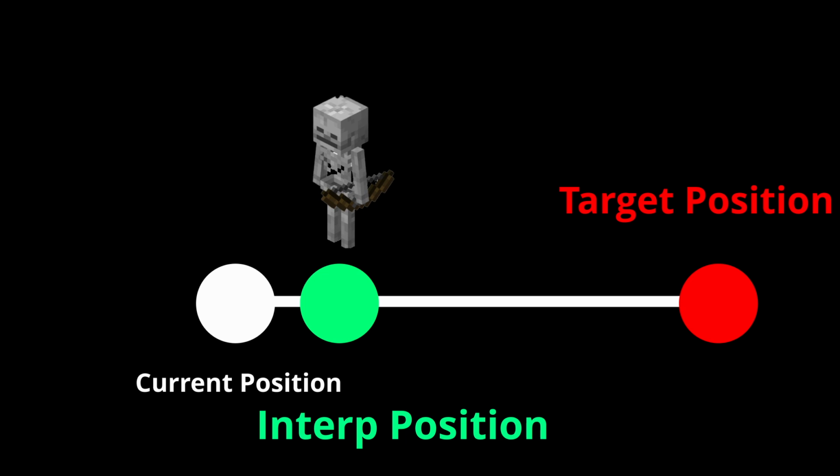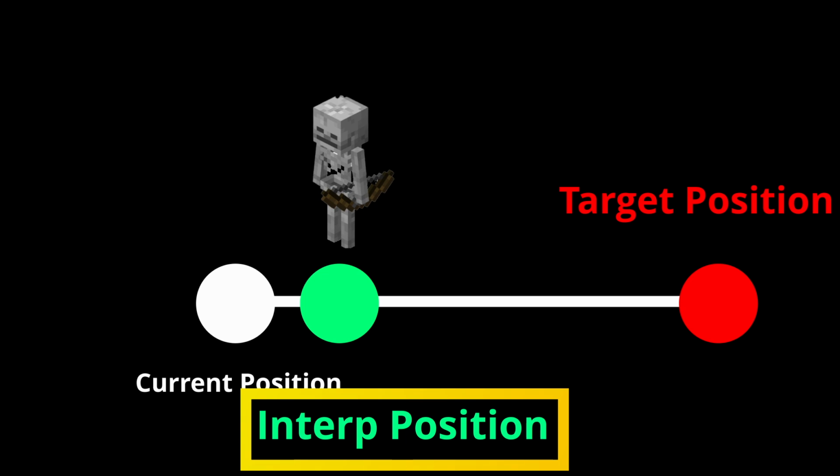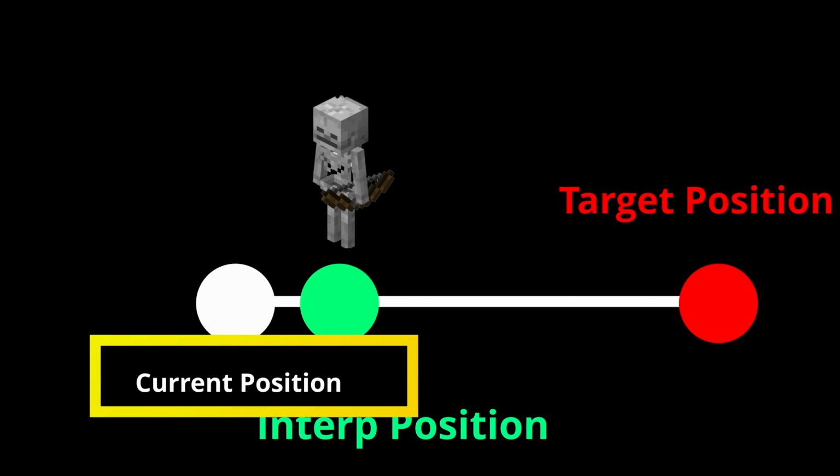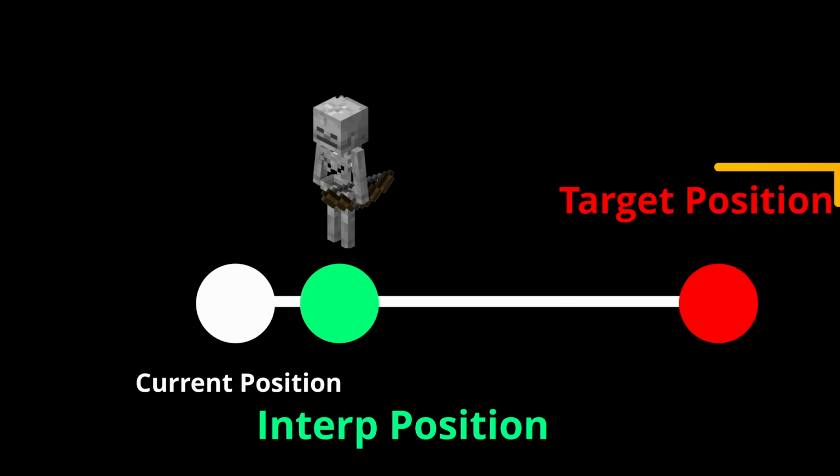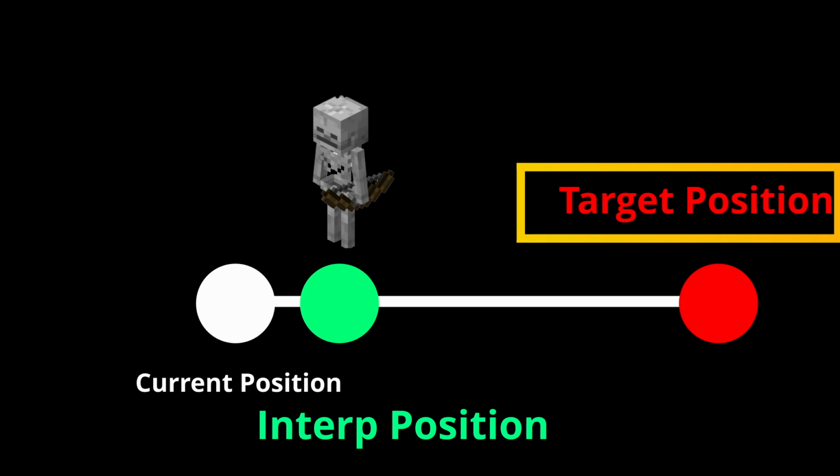So you can see here that we're going to be needing 3 variables: our interpolated position, which is where we want to actually move our mannequin to, the current position, which is the current position of the mannequin, and then the target position, which is the position of the root control.